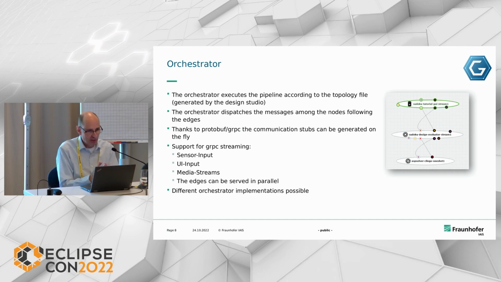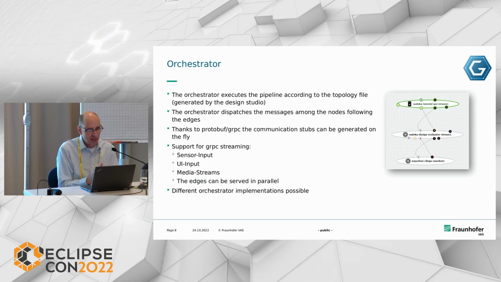Then what we also developed is our Graphene orchestrator. The orchestrator is the responsible part in the execution environment that passes the messages according to the topology. So it looks at the nodes and the edges of the topology and then starts passing the messages according to the topology. And thanks to gRPC protobuf, we are able to generate all the communication artifacts on the fly. So this is why the orchestrator is able to communicate with modules it has never seen before. So it's really dynamic.